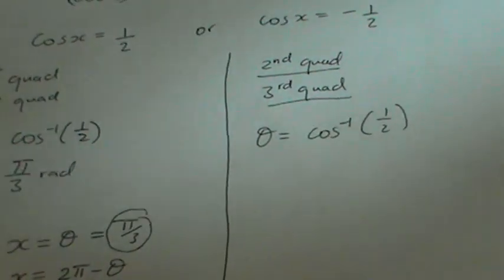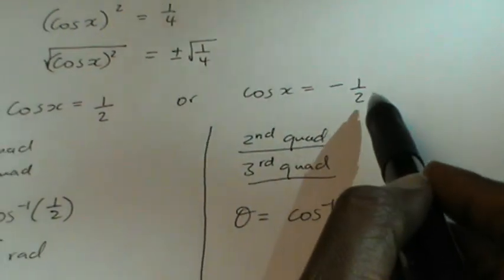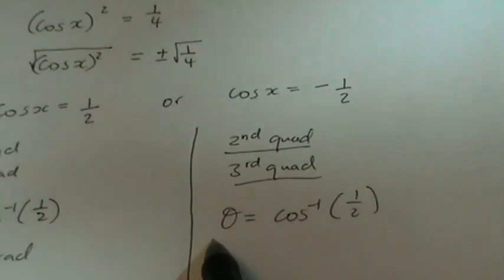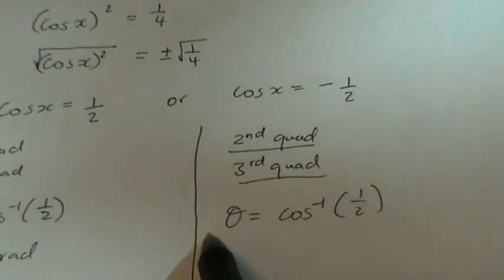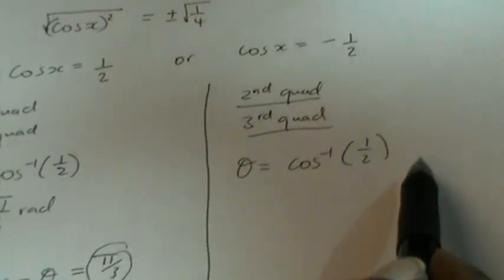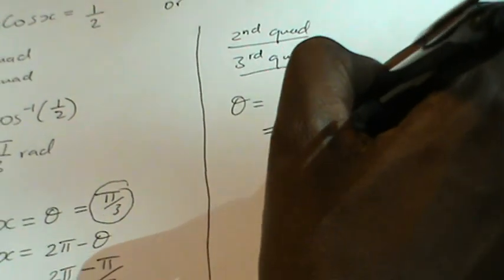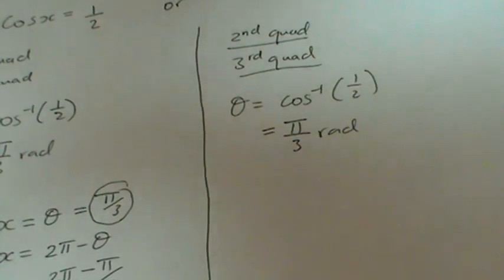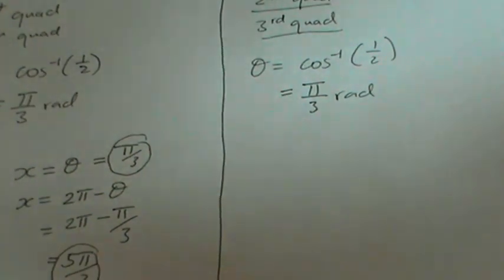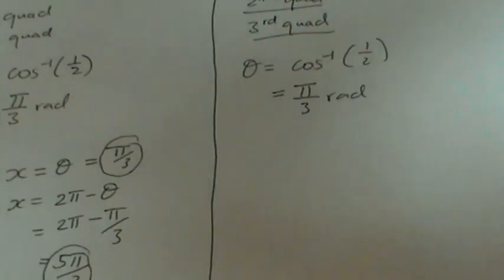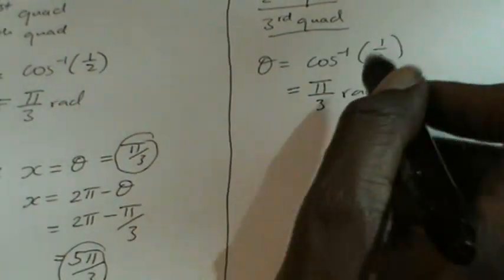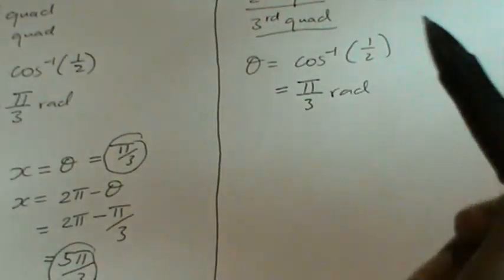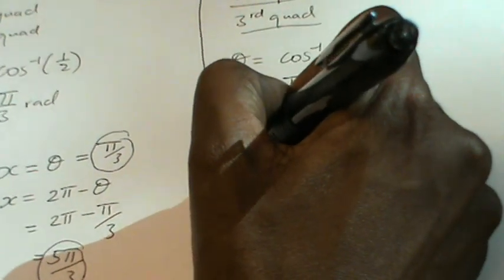So remember how we work out the reference angle. We ignore the sign and then we take cos inverse of that. So that's why I say theta over here and not x. So I have theta is equal to cos inverse of half, and this we already know is pi over 3 radians. Remember, we're working with radians, so the answer you give should be in radians. Okay, then after I know my quadrants, my reference angle, I need to write my solutions.